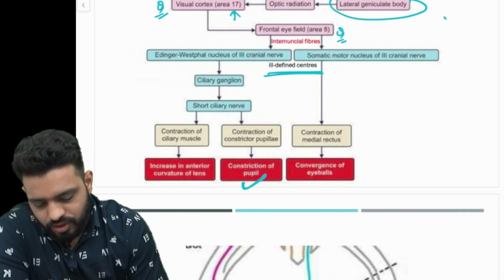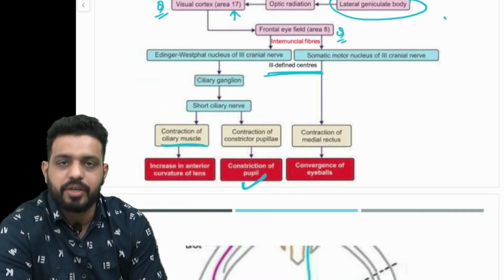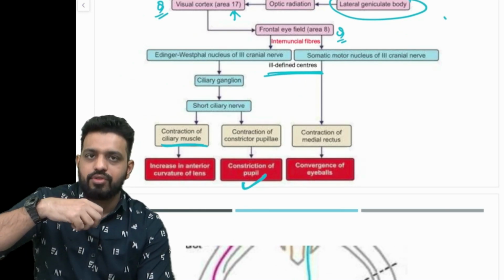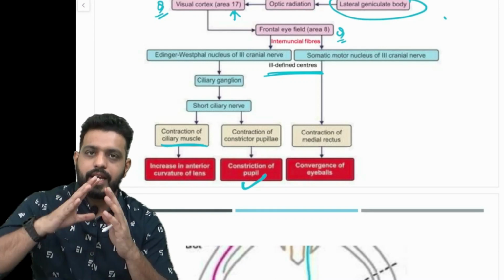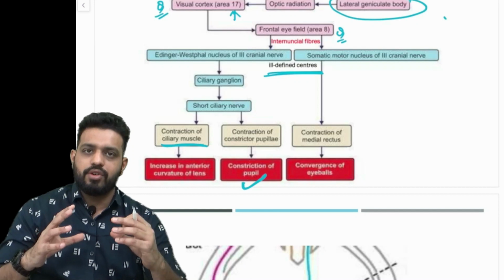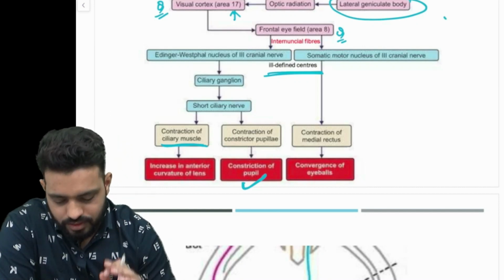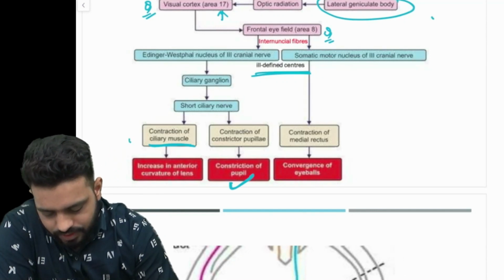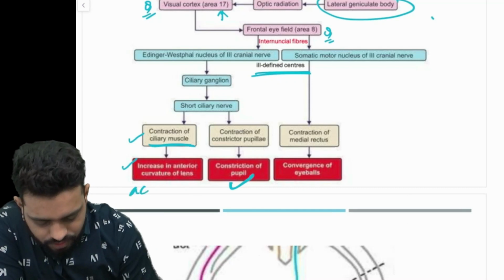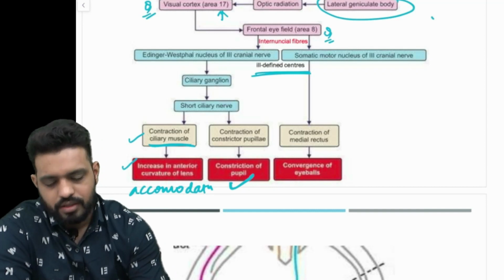Now, short ciliary nerve will also supply the ciliary muscle. There will be contraction of the ciliary muscles. When the ciliary body contracts, the zonules relax. When the zonules relax, the lens swells up and the anterior curvature of lens increases, which causes the rays to focus on the retina effectively. Okay, so this is the contraction of ciliary muscle and increase in anterior curvature of lens, which is also termed as accommodation.